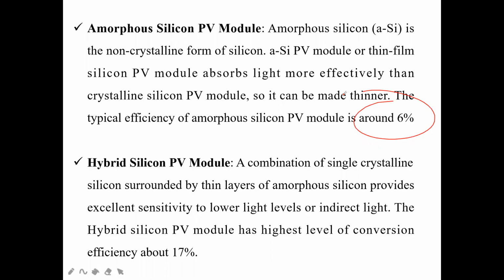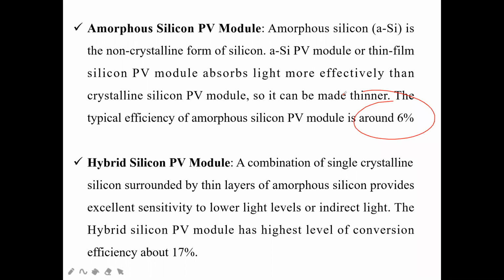Then we have a hybrid. Hybrid means you have a combination of crystalline as well as amorphous silicon. They have excellent sensitivity towards lower light also, indirect light also, because normally these panels are not efficient towards indirect light or diffuse light or low light. The hybrid system works well in low light areas and indirect light areas also. So they have a good conversion efficiency of 17%.